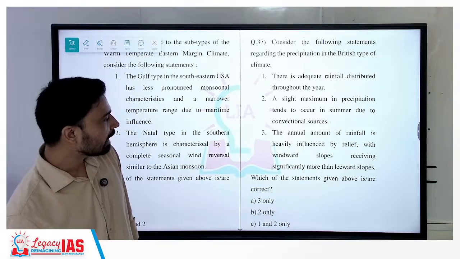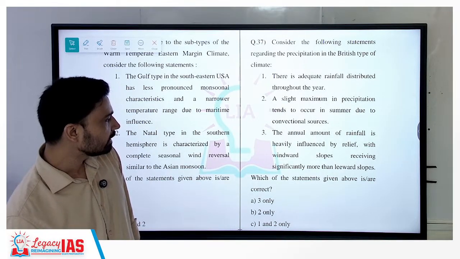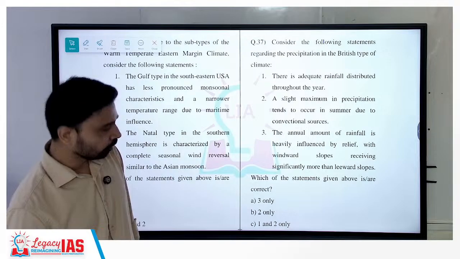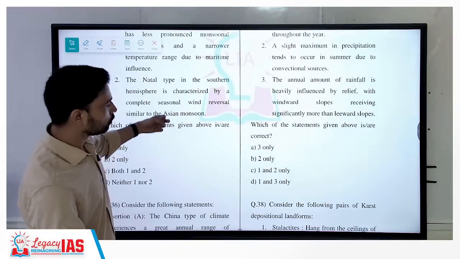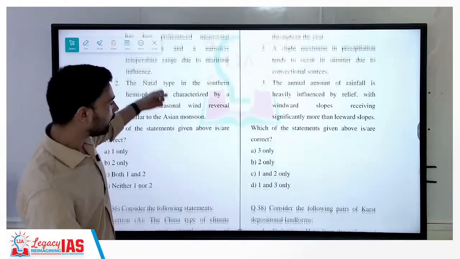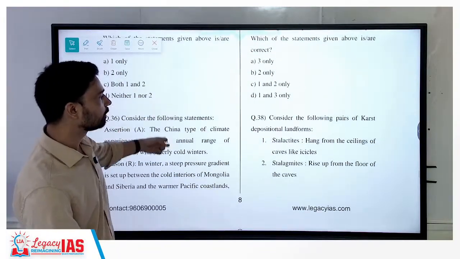Annual amount of rainfall is heavily influenced by relief, with windward slope receiving significantly more than leeward slope. That is correct, because you have the Scottish Highlands and all. There you will have a higher amount of rainfall. So what is the correct option? 1 and 3, D.